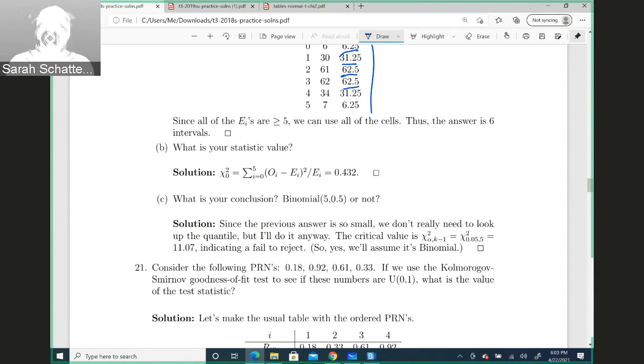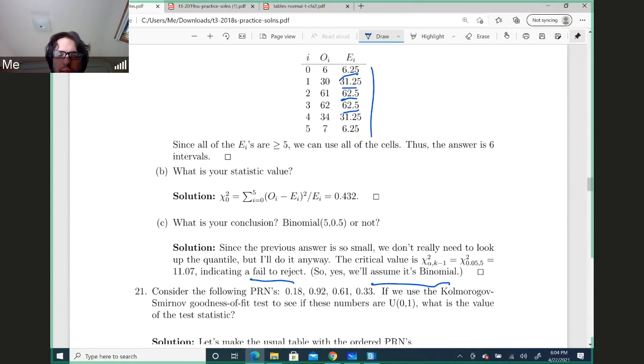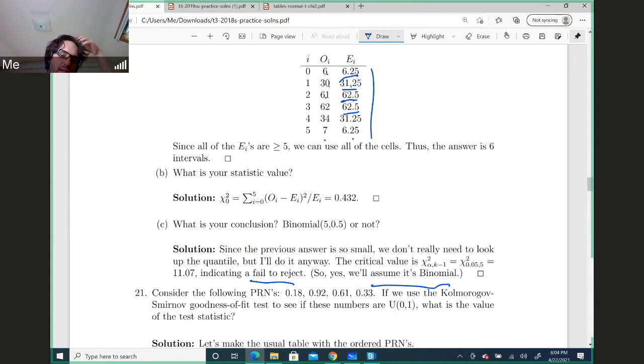Oh, so basically, we're failing to reject. So we're assuming that it's binomial, the conclusion. And if you look at that, that makes sense because the observed number here, 6, is very close to the expected number, 6.25. Same thing with 30 and this one, 61 and this. These numbers are all very close to the expected number when you do the bucketing. So it makes sense that we would fail to reject and thus get a conclusion that it is binomial.